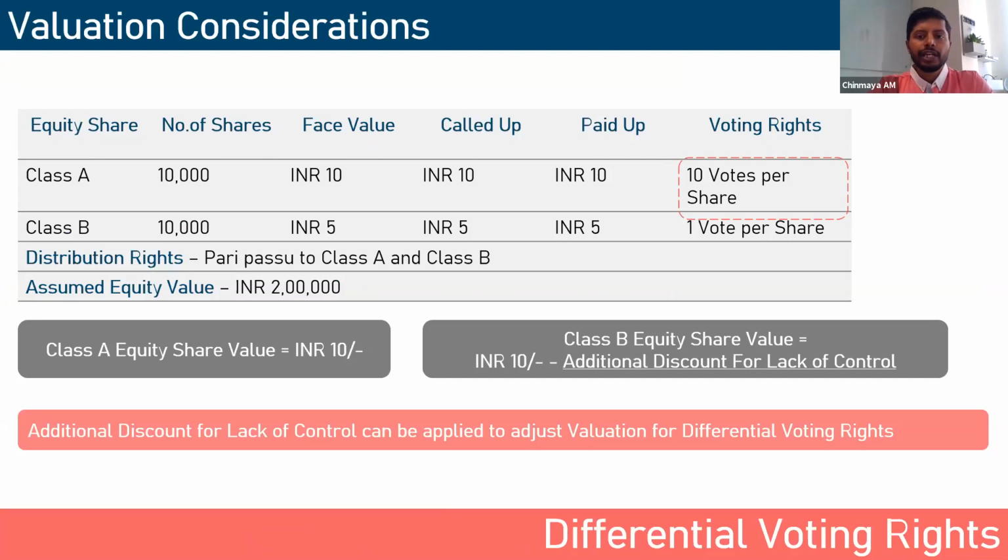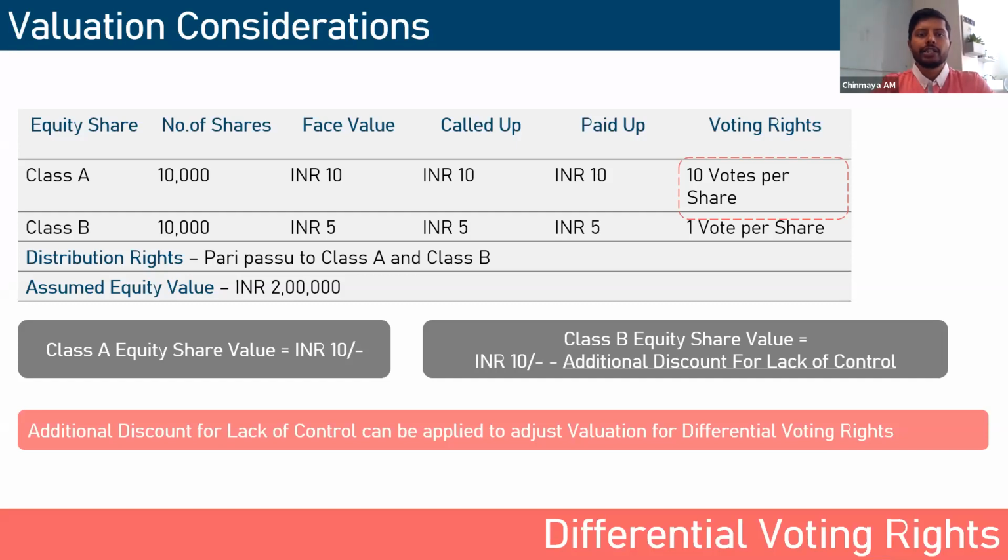Again, the very important factor is distribution rights here also, because it is pari passu. Even though class B has been paid only 5 rupees and even though it has only 1 vote per share, it still will have the same value as class A. As we can see, class A has 10 rupees, class B has also 10 rupees. But another adjustment to be done is a discount for lack of control, because I only have 10% voting rights compared to a class A shareholder.